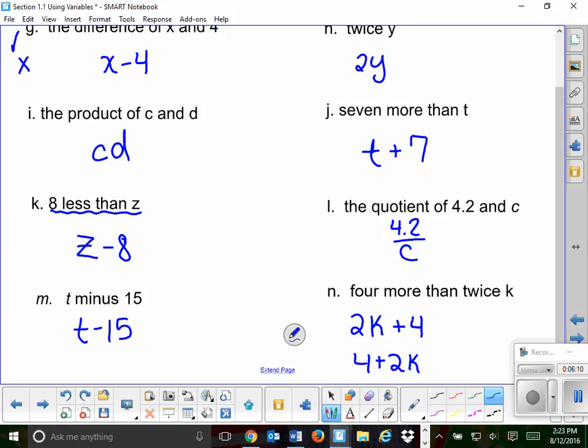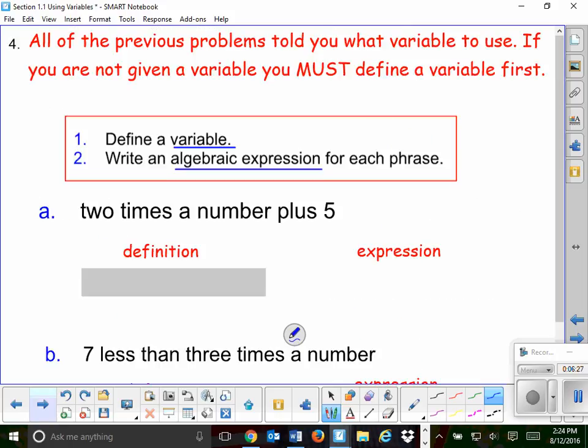If there's any others up here that maybe you wrote different, we can talk about this. Like this one, you could have also had, I'm going back to J, 7 plus T, and either of those are correct. Okay, check your work, circle, mark it up, tell me tomorrow what you need help with.